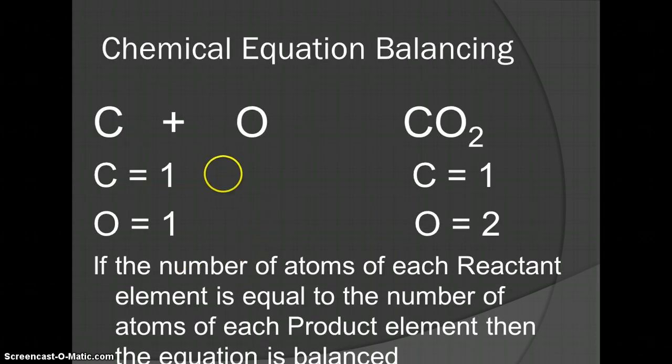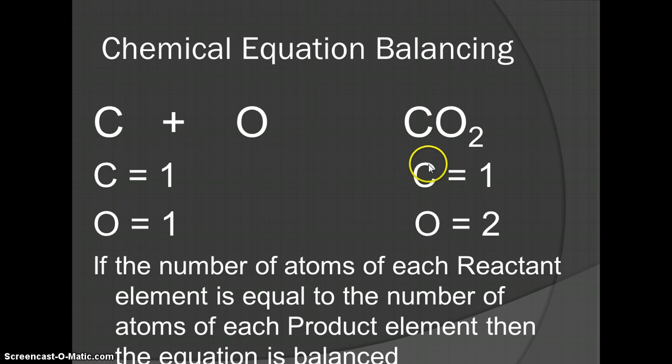Okay, so chemical equation balancing. What you're going to do is take underneath each side of the equation and write down the number of atoms of each element on each side. So you're going to say, I have what elements? I have C and I have O. So C and O, I write those under here, and then I count the subscripts and I write them down on this side, on the left.